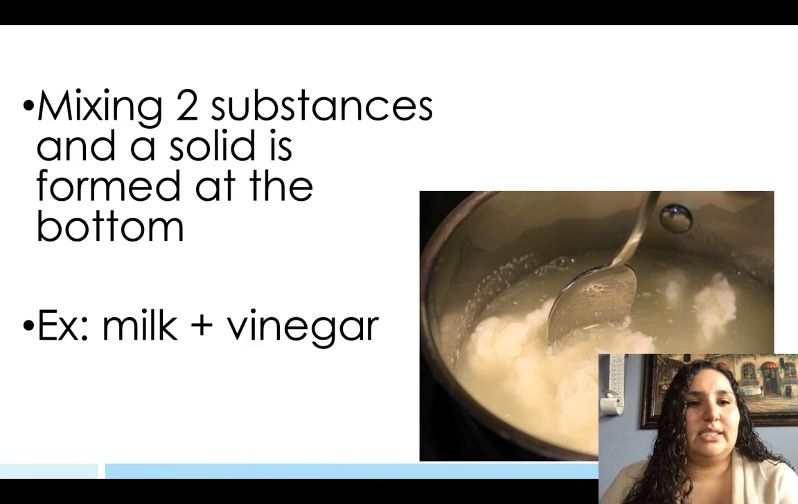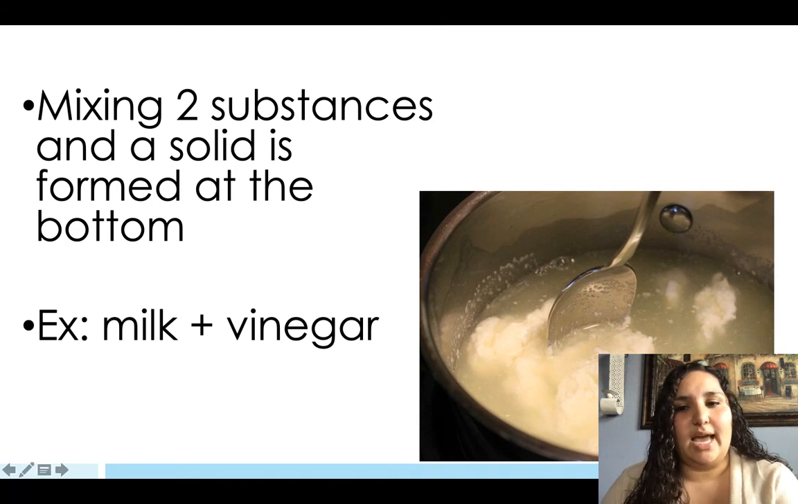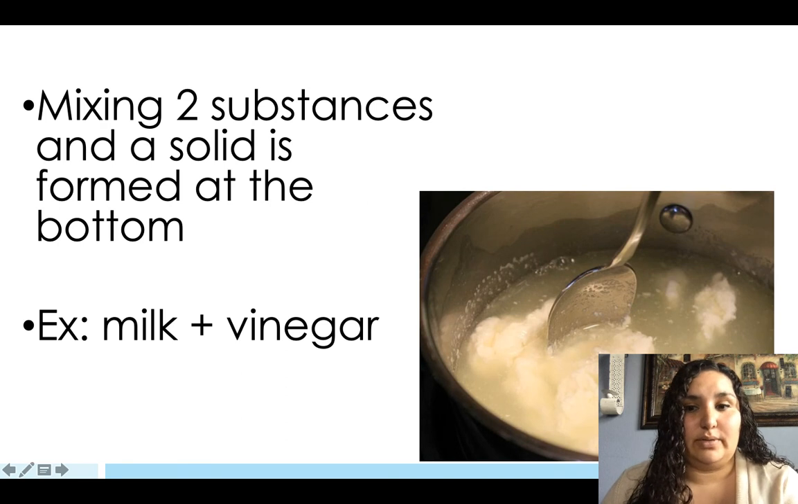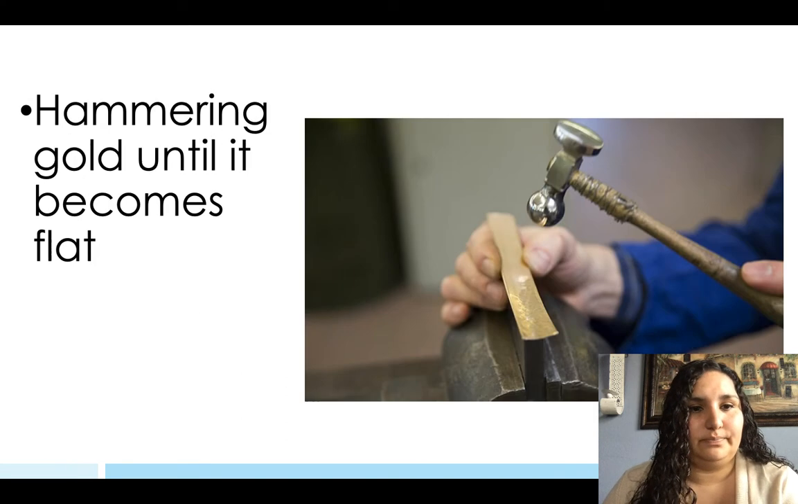Mixing two substances and a solid is formed at the bottom when you mix milk and vinegar. So once again, this would be a precipitate, and that new mixture, that's a new substance. Okay, so it's no longer milk and vinegar, it's a new substance, and that is precipitate, so it's a chemical reaction or change.